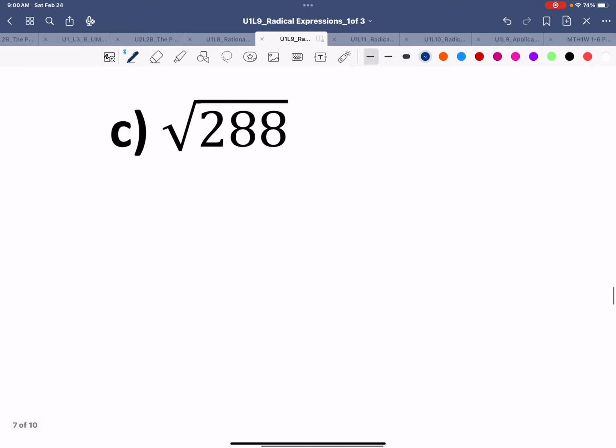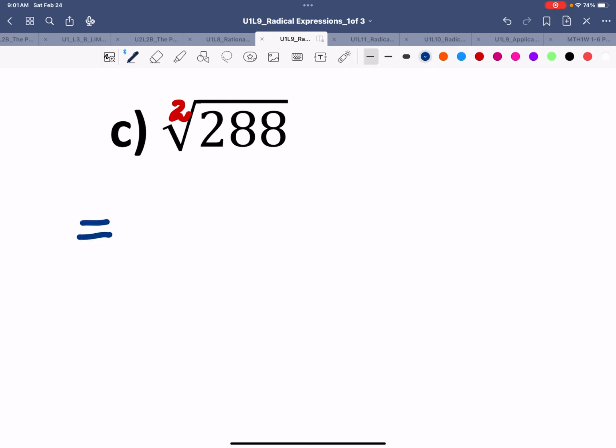Let's continue with number 288. So again, keep the perfect powers of 2 and all the perfect powers handy so that it makes it easy for you to identify the factors of the radicands that you're working with. So index is 2.